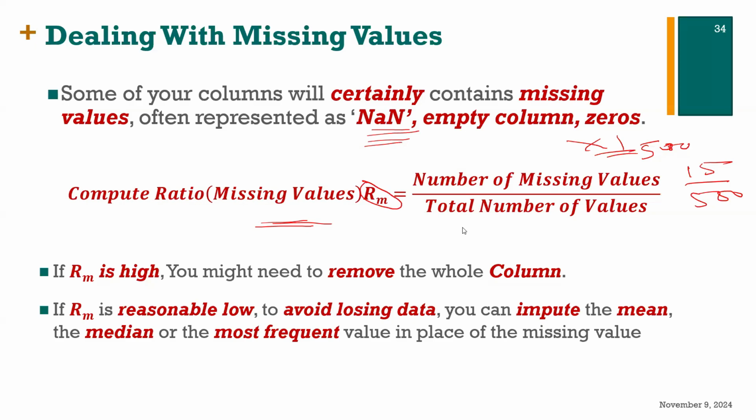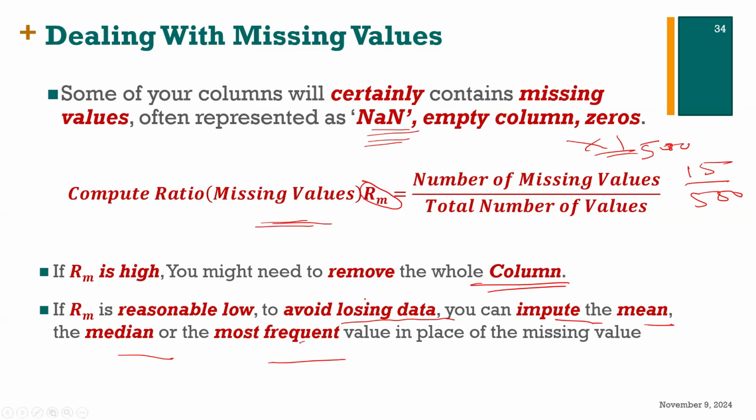You can use the RM as a guide on whether to remove that column or not, because this is one of the ways of treating missing values. If the ratio is considerable, then we might have to remove it. We say if RM is high, you may have to remove the entire column instead of trying to complete it. However, if the RM is reasonably low, in order to avoid losing data, you can input the mean, the median, or the most frequent value in place of the missing value. You can use any of the imputation methods to solve the problem of missing values.